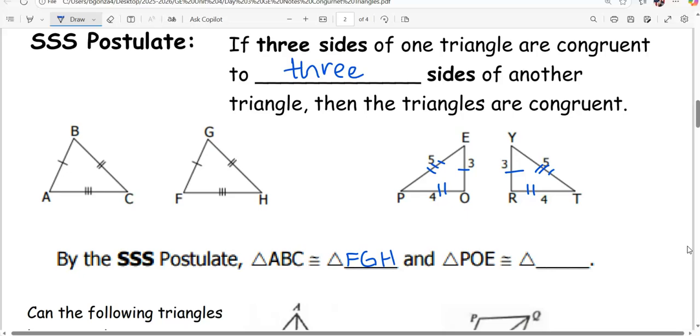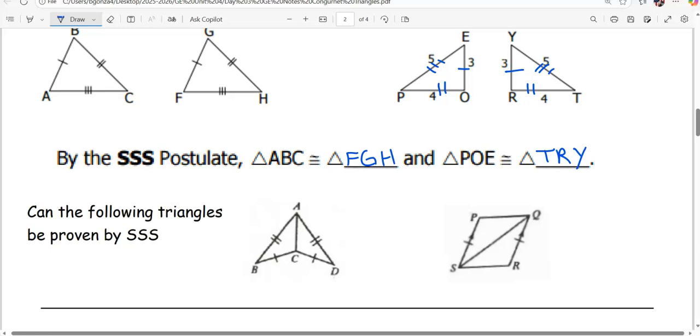So now, please be careful. This has been reflected. It's been flipped over. What does POE match up with over here? T, R, and Y. It's like beautiful poetry. All right. Well, anyways, now here's the question. Are these side, side, side?